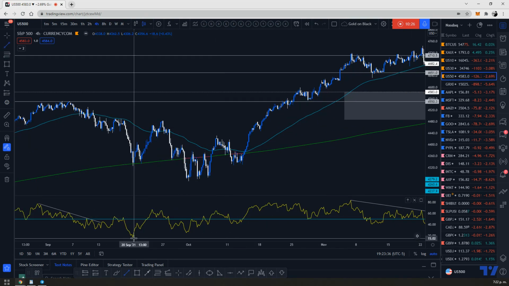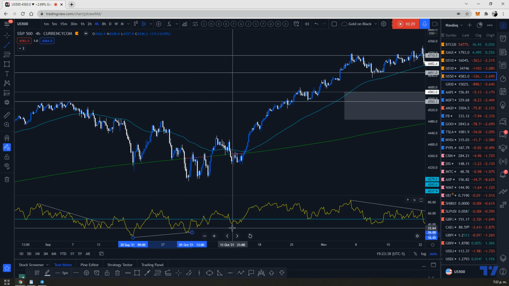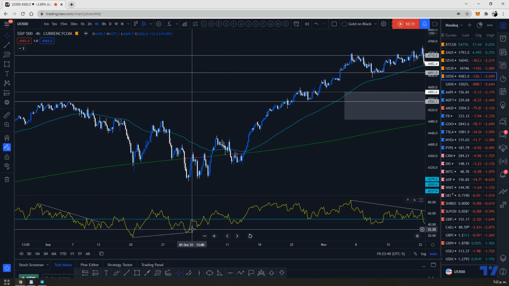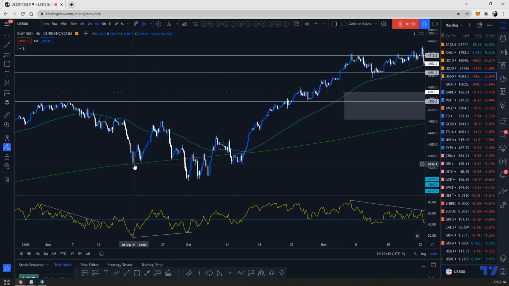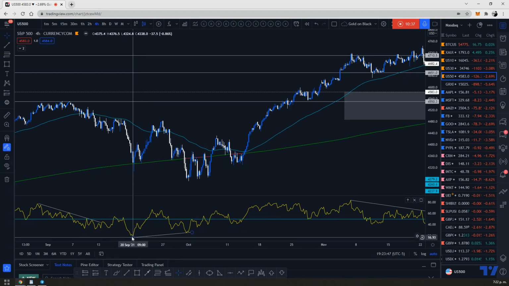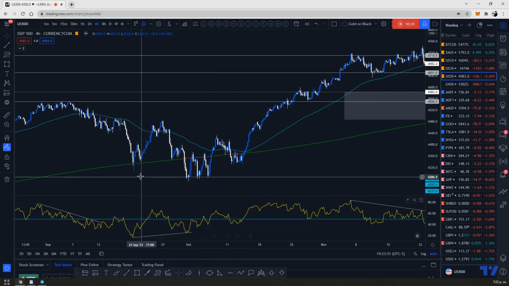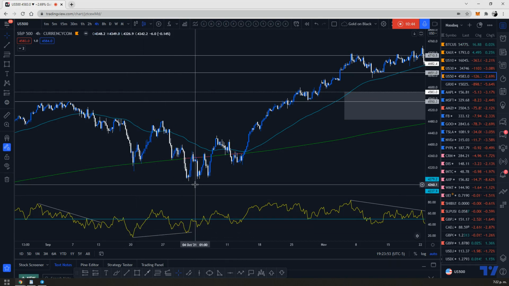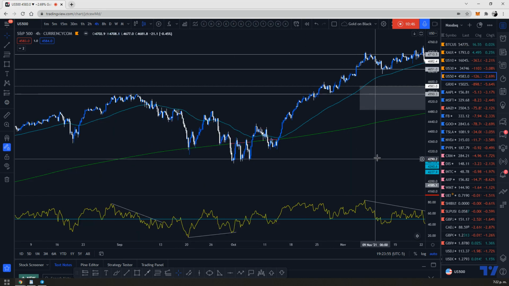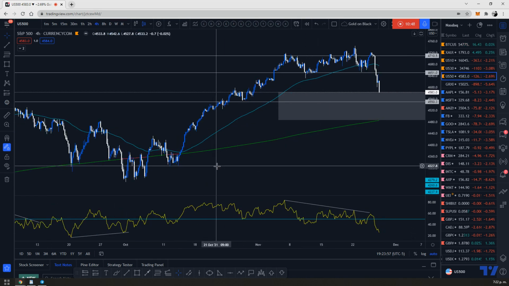Look at the divergence here. Right here is creating higher lows, and right here is creating, I'm sorry, lower highs. Is it lower highs? No, higher lows, I'm sorry. And right here is creating lower lows. So you see, it was a good sign, actually, right here to buy.